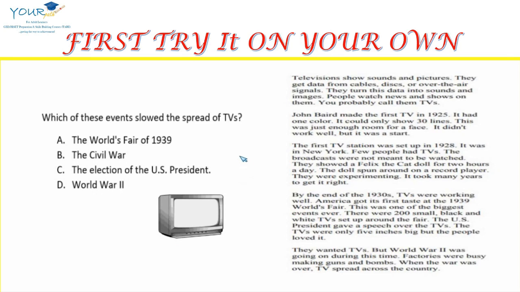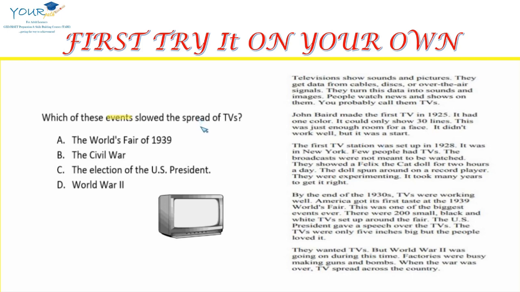So now, in order to answer this particular question, we're going to utilize those same test-taking strategies that we've discussed in previous videos. Let us begin. We're going to start off by rereading our question, because as we reread our question, we want to be clear about what it is that the question is asking us to do. That's the purpose for rereading your question. Here we go. Which of these events slowed the spread of TVs? So we know from this question, we are looking for a specific event that when it occurred, there was a slowing down of the spread of TVs.